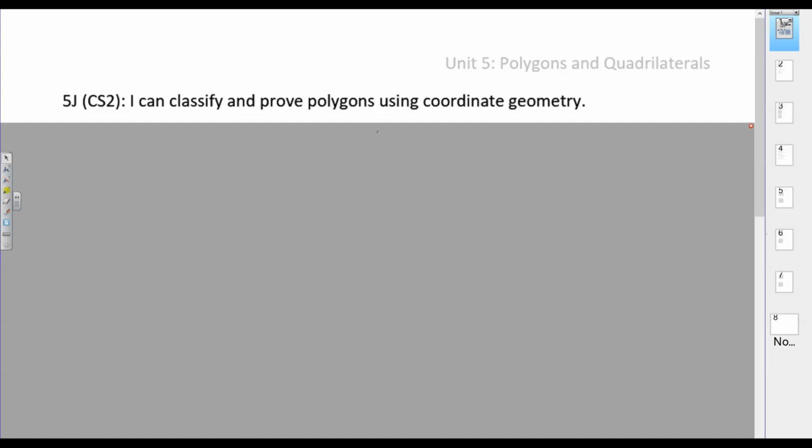I can classify and prove polygons using coordinate geometry. Today we're going to learn about coordinate proof, and coordinate proof really is a way for us to take a set of four coordinates and then to prove mathematically what shape those four coordinates form. And we have three major tools that we use to prove different types of quadrilaterals.